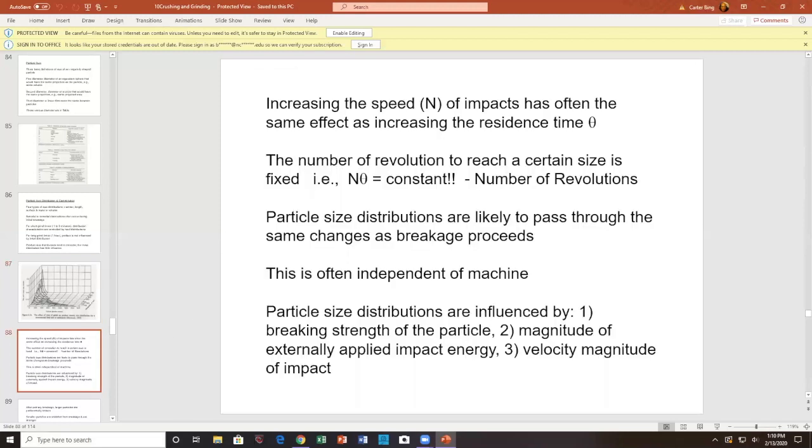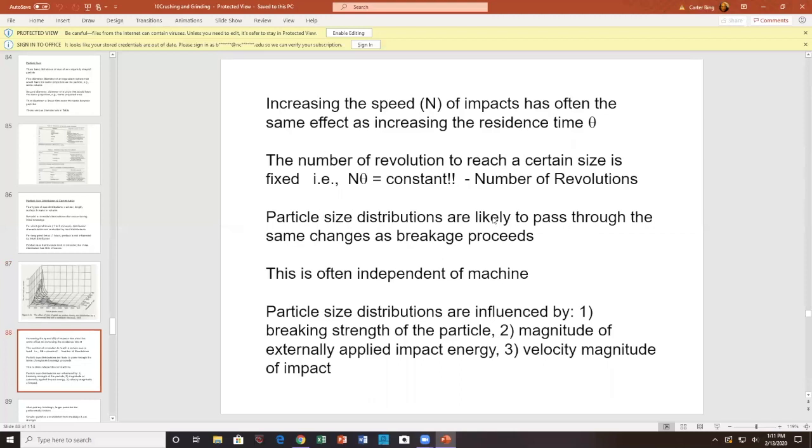Anyway, so that's what I say here. Increasing the speed of impacts often has the same effect as increasing residence time. This is the important one: the number of revolutions to reach a certain size is fixed. N theta, where N is the rotational speed and theta is time. The rotational speed times time is the number of revolutions.